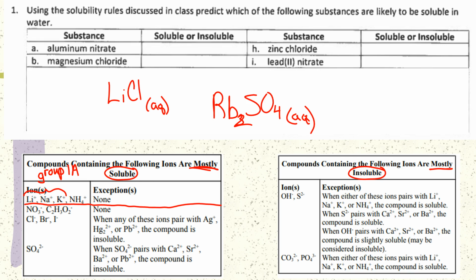Now, the second grouping that is always soluble is compounds that contain nitrate or acetate. So if I have something like, let's see, lead acetate.